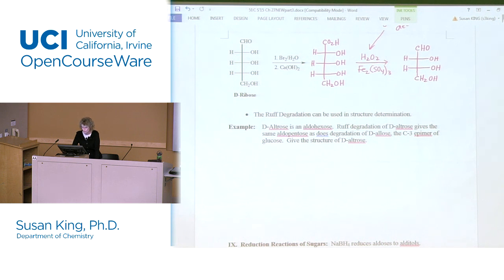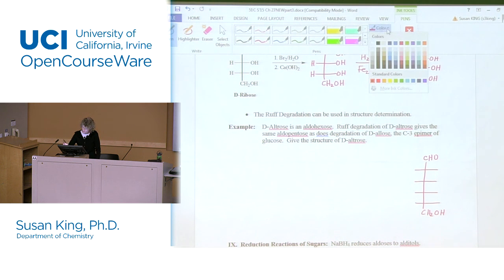D-altrose is an aldohexose. So that means it's 6 carbons, and it's not a ketose, so it has an aldehyde at the top end, right? Ruff degradation of D-altrose gives the same aldopentose as does degradation of D-allose, the C3 epimer of glucose. Give the structure of D-altrose. Okay, so I'm going to draw it over here. I know what D-allose looks like. I know what it looks like because I've been given the information. It's the C3 epimer of glucose.